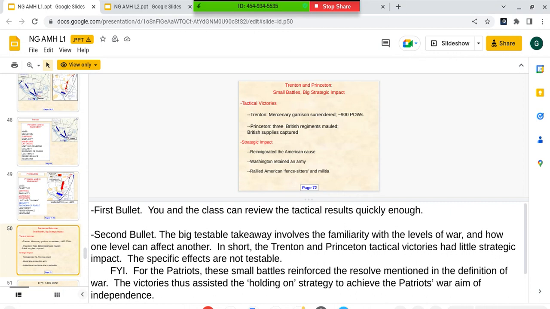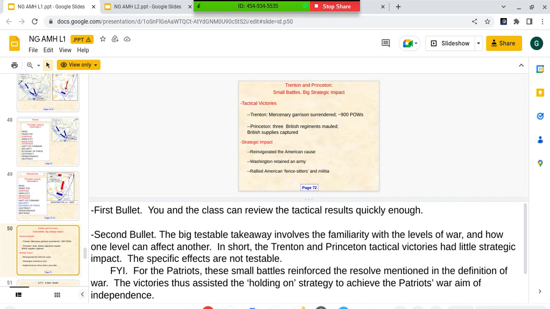In Trenton, that's where a lot of the mercenaries were, the Hessians, the German mercenaries. Because the Patriots killed so many of them on Christmas when they weren't ready to fight, the British lost a lot of good people that time. In Princeton, there were 3 British regiments that were lost. A lot of British supplies were lost because of that.